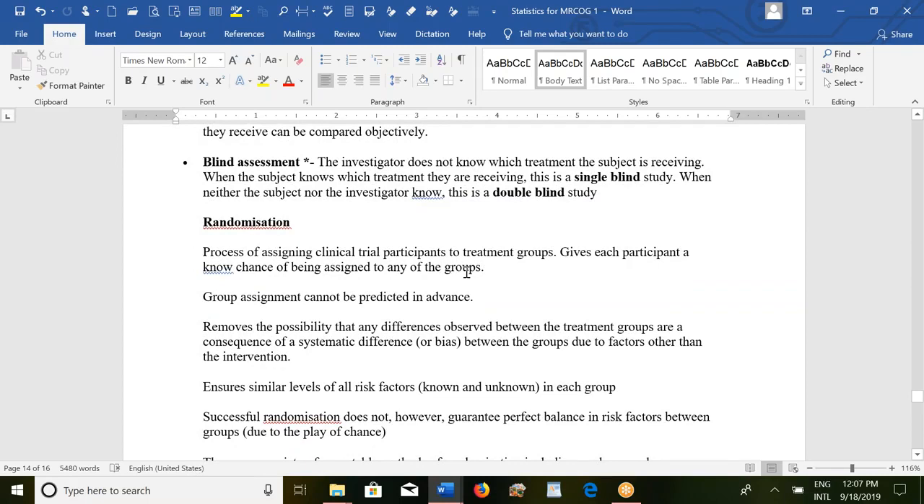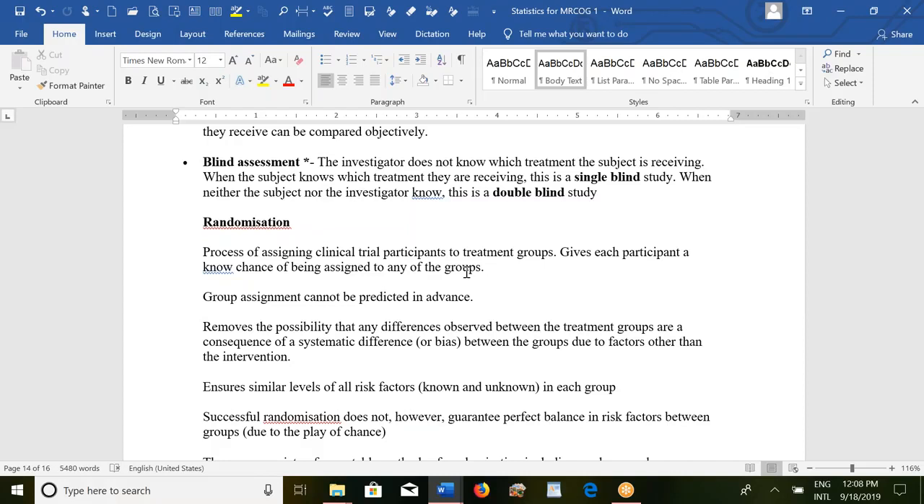Then what is randomization? This is the process of assigning clinical trial participants to treatment groups. It gives each participant a known chance of being assigned to any of the groups. So group assignment cannot be predicted in advance. So it removes the possibility that any difference observed between the treatment groups is a consequence of a systematic difference or bias between the groups due to a factor other than the intervention. Randomization ensures similar levels of all risk factors, known and unknown, in each group.